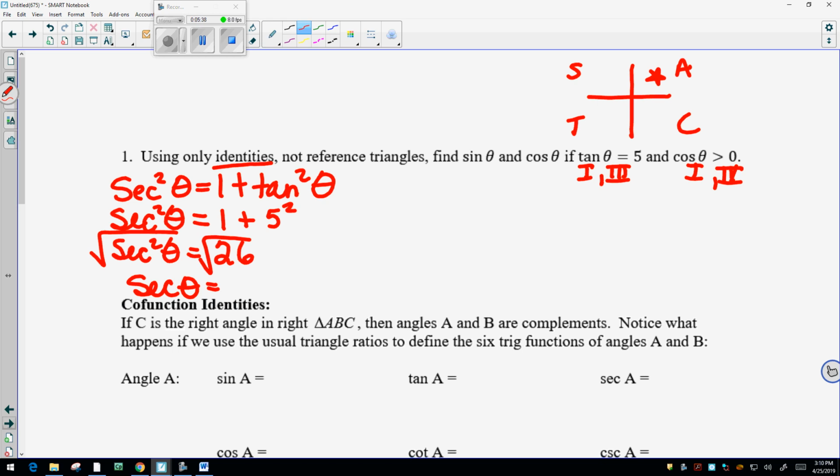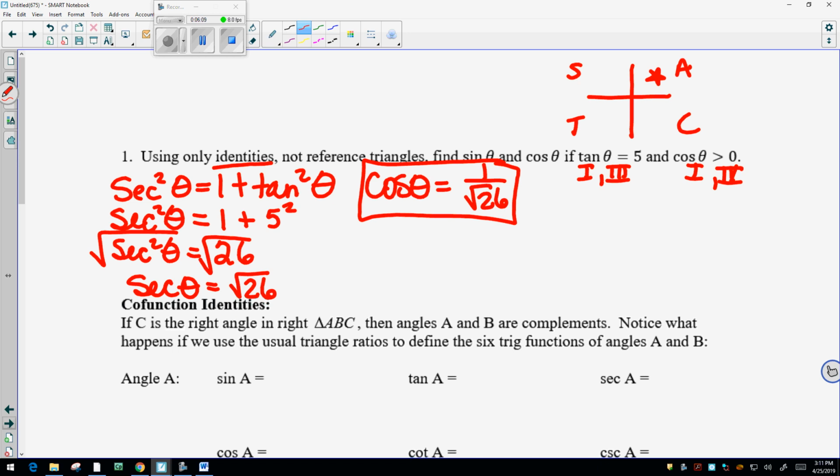But because we know it's located in quadrant 1, everything is positive in quadrant 1, so that means secant is just going to be a positive square root of 26. Now, if secant is that, I know that cosine is the reciprocal of secant. So I could tell you cosine of theta must be 1 over the square root of 26, since they are reciprocal functions, reciprocal identities. Now we have to find sine.